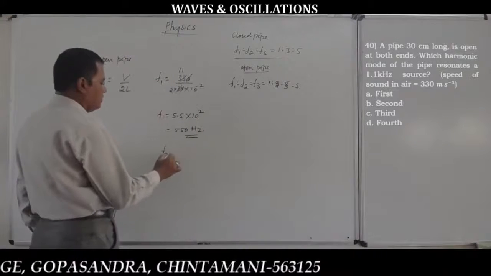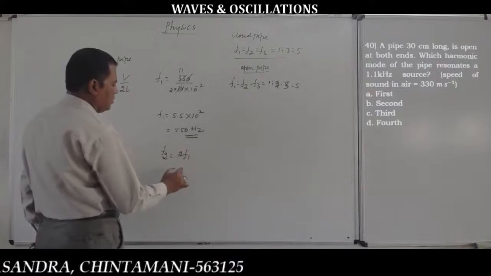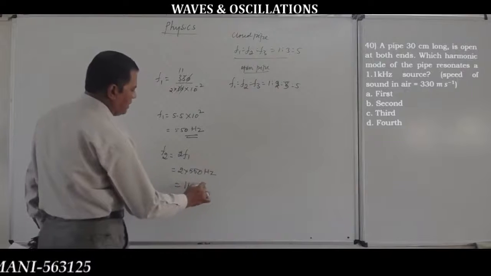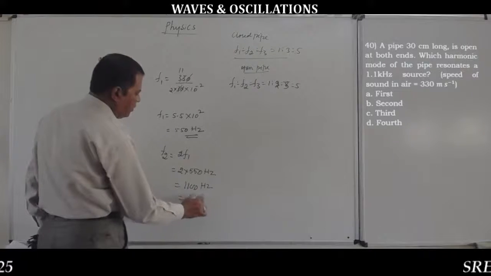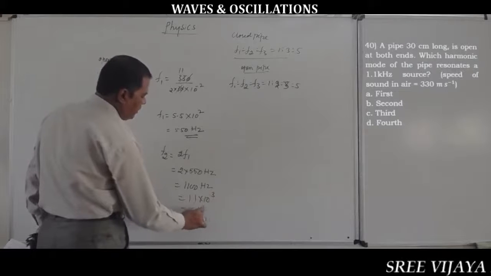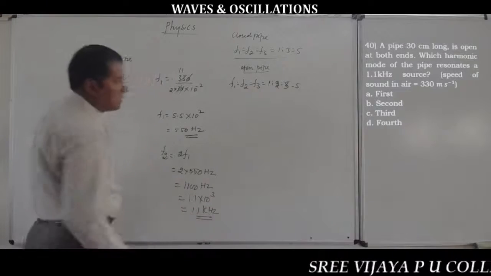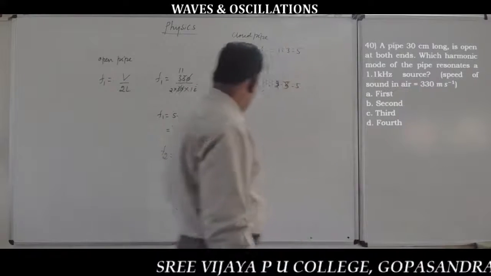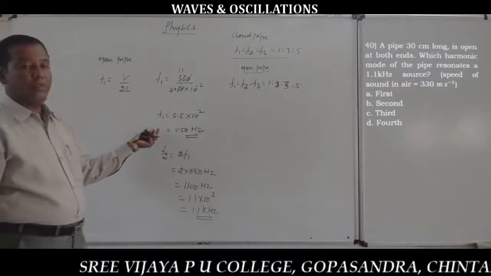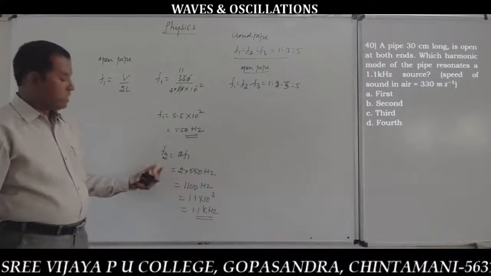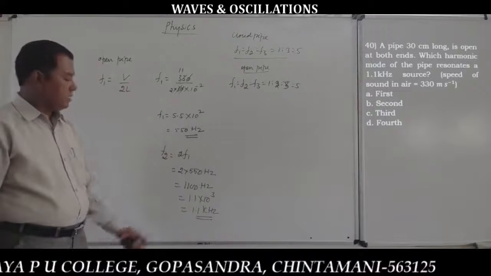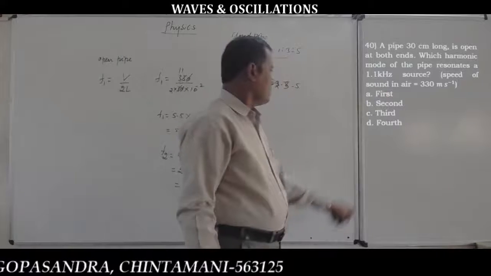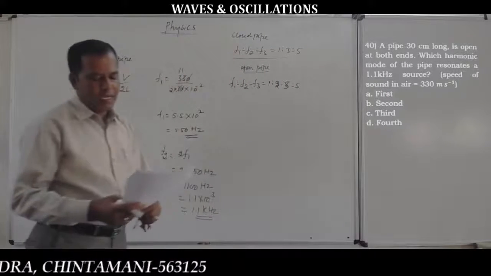Now if you find f2, you get twice f1, which is 2 into 550 hertz. So therefore you get 1100 hertz, or 1.1 into 10 power 3, or 1.1 kilohertz. Now he has asked which harmonic mode of the pipe resonates at 1.1 kilohertz. The fundamental frequency is nothing but the first harmonic. The first overtone, the second harmonic, is 1.1 kilohertz. Therefore the second harmonic vibrates with 1.1 kilohertz. Therefore the option is B, that is the second harmonic.